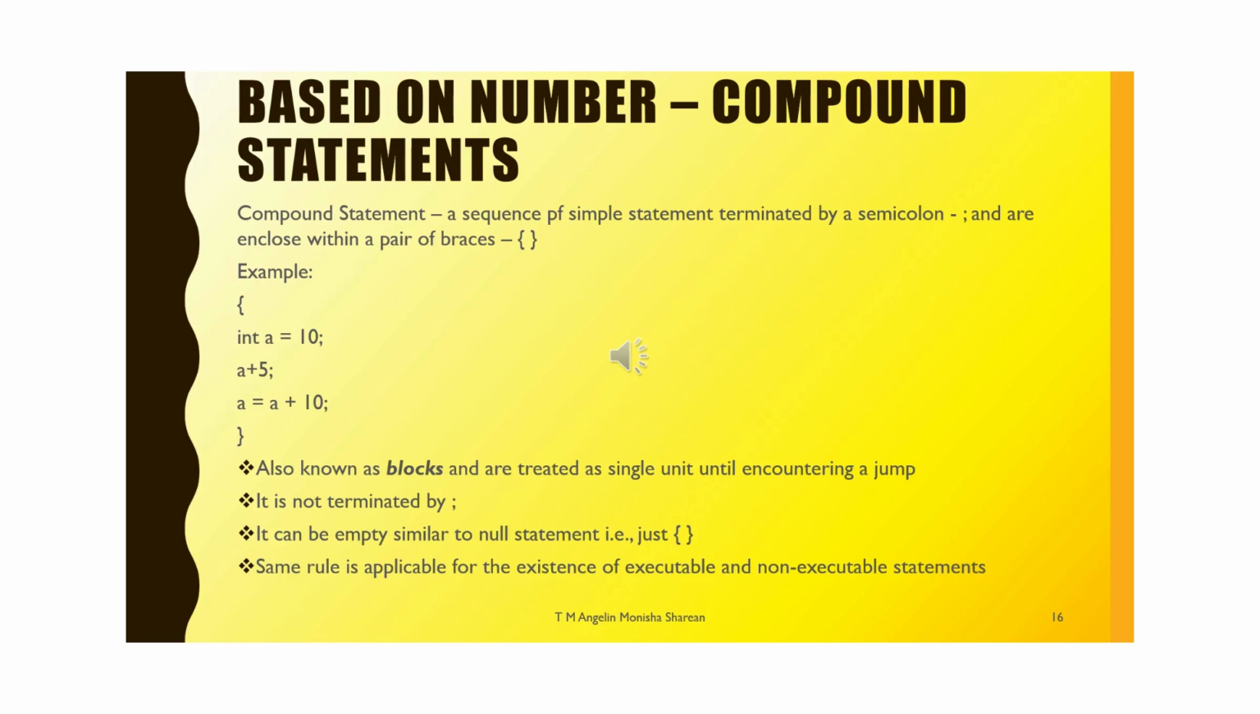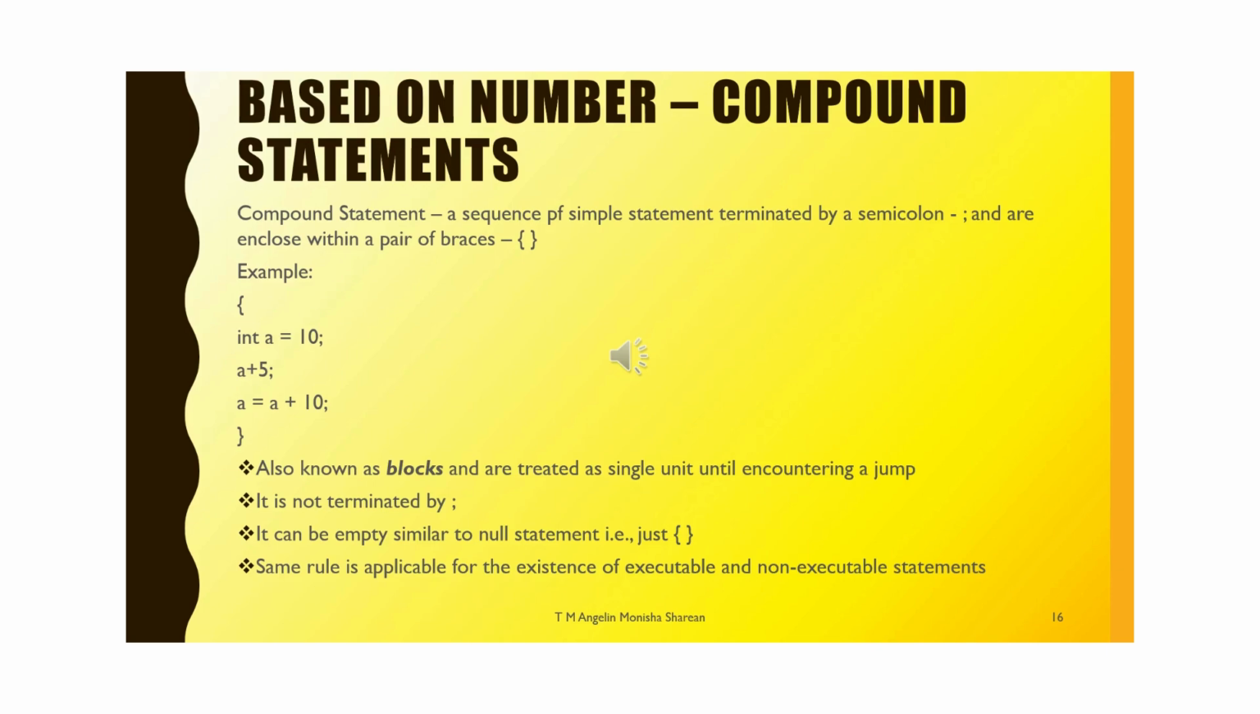Now we can see the compound statement. Compound statements are nothing but a group of simple statements enclosed inside curly braces. These curly braces contain many sequential simple statements. And to note, these compound statements are also called blocks, and they are treated as a single unit unless they have a jump statement in them.